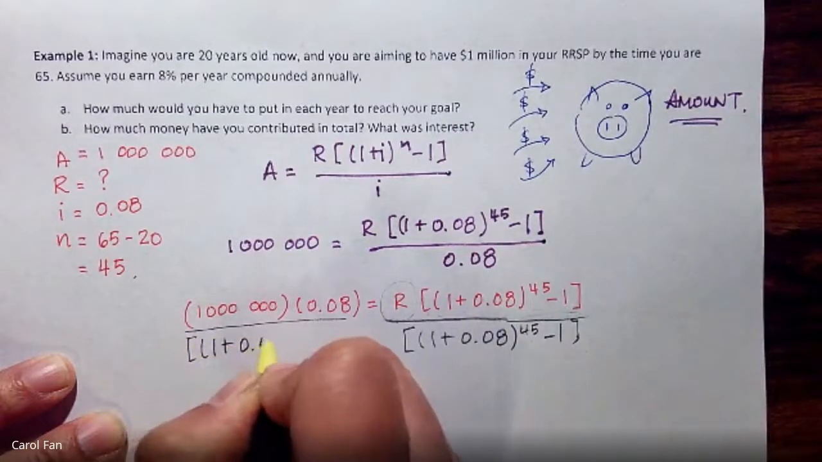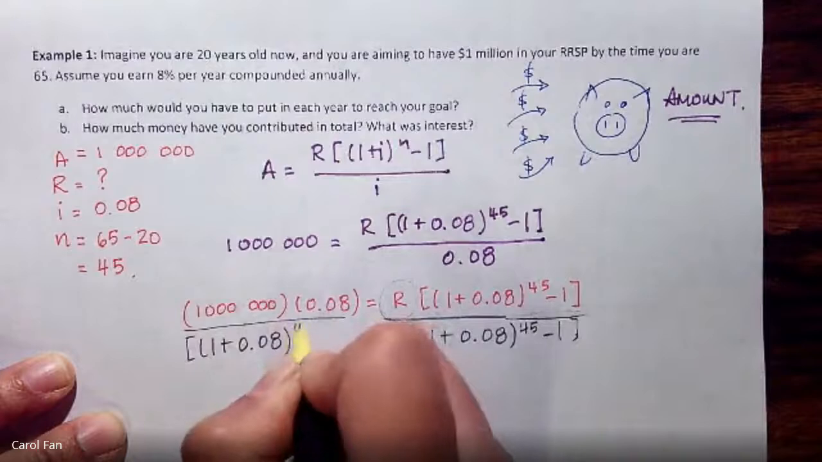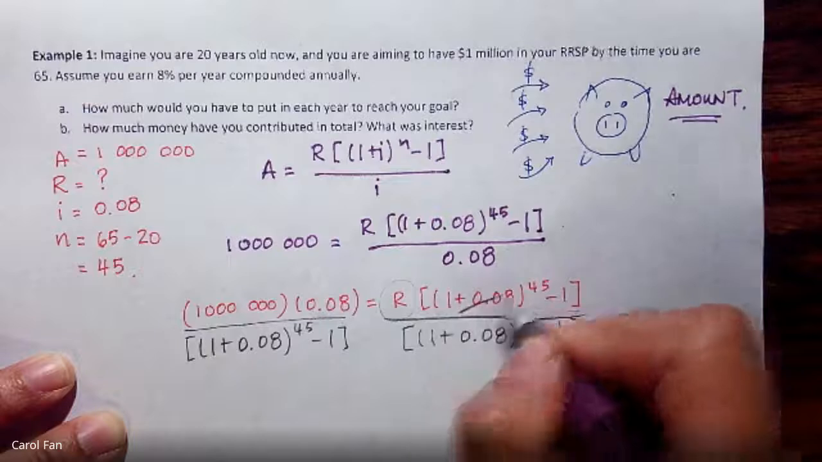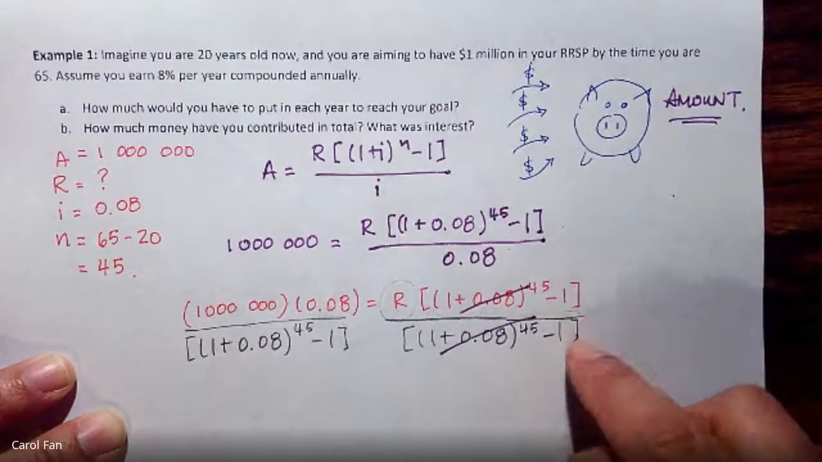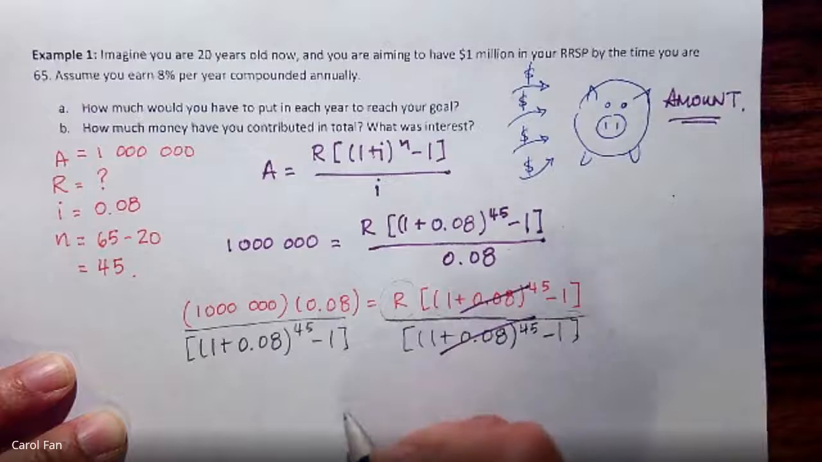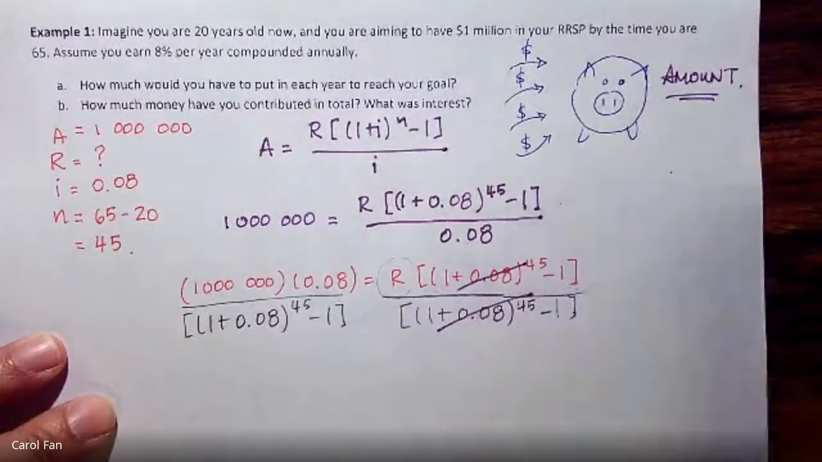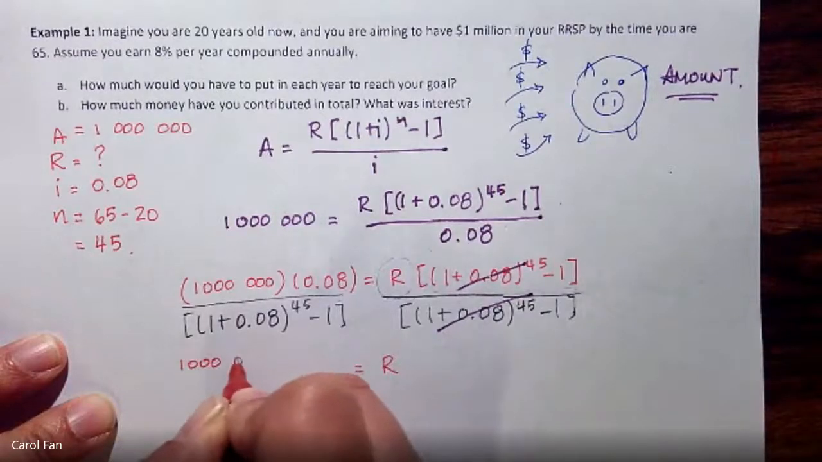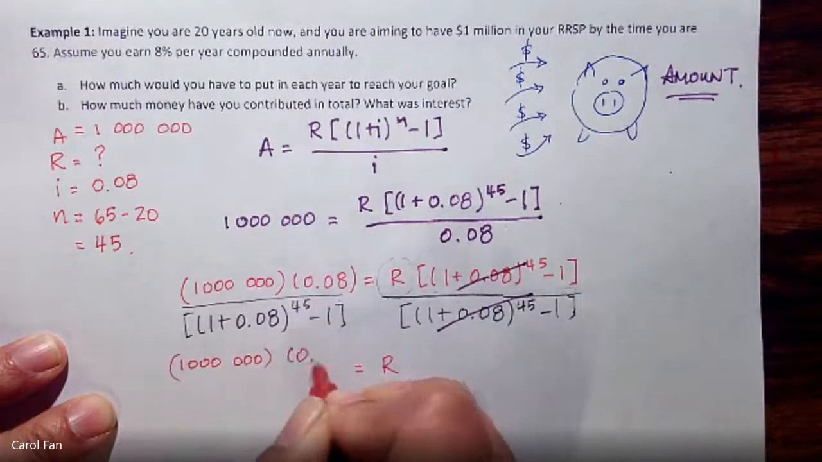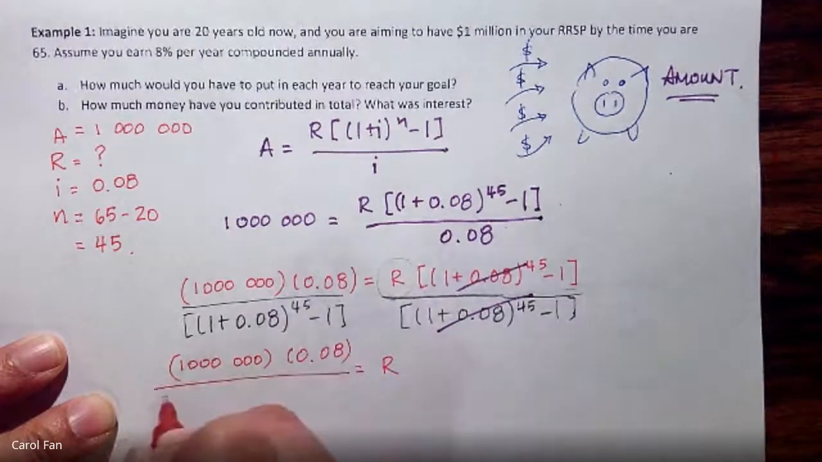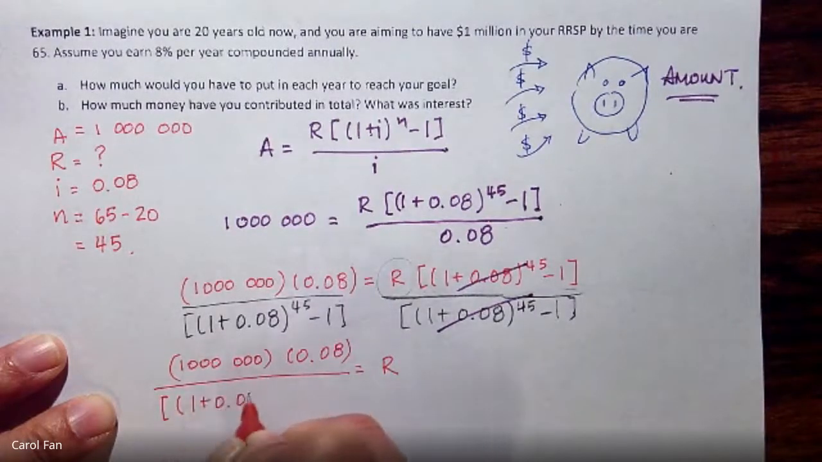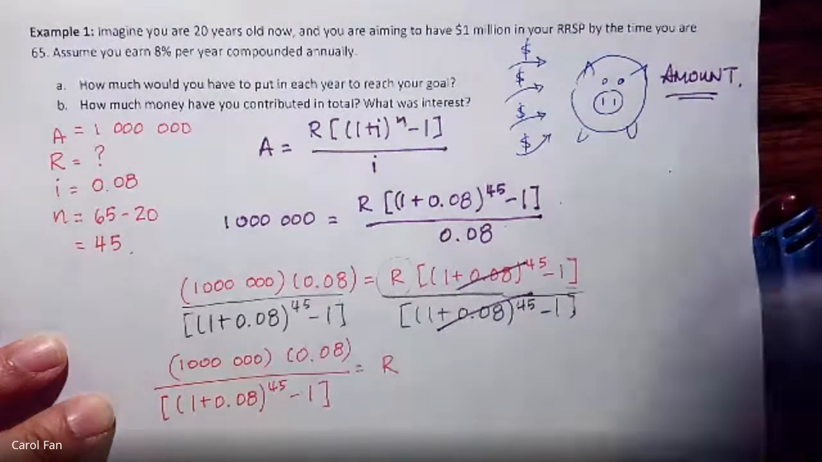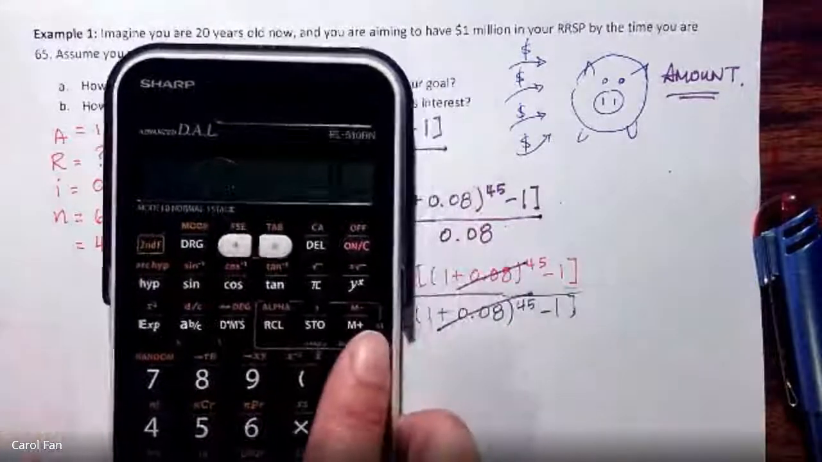1 plus 0.08 to the 45 minus 1. Now these divide out because they are the same thing. And so my final R is equal to 1 million times 0.08, all divided by 1 plus 0.08 to the 45 minus 1. Okay, let's put this into our calculator to solve.